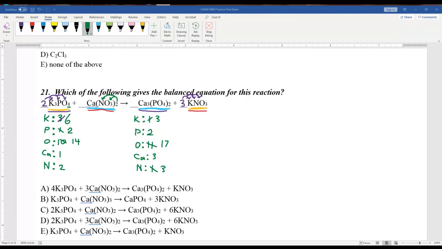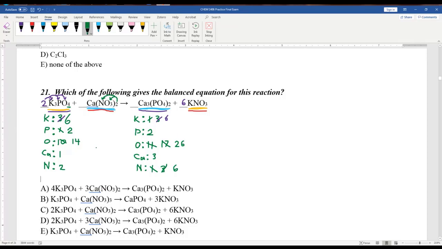Do you change the 3 on the product side to a 6? Absolutely, very good. That's exactly what I'm going to do. So I'm going to change the 3 on the product side to a 6. And once again, it's going to multiply everything in front of it. So I'm going to now have 6 potassiums, 6 nitrogens, and 6 times 3 is 18. 18 plus 8 is 26 oxygens.